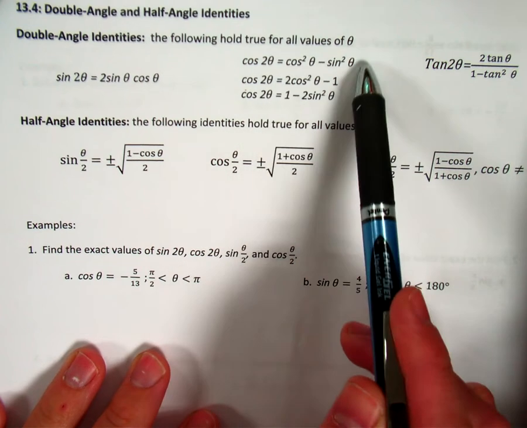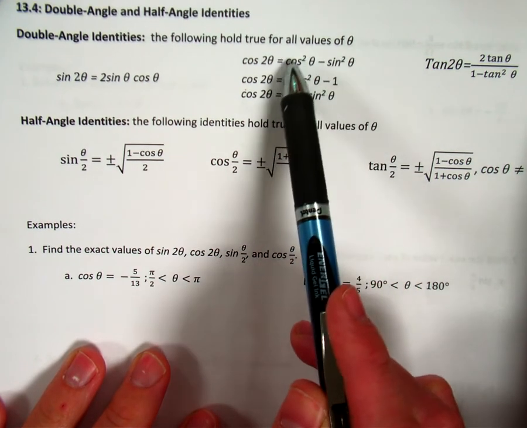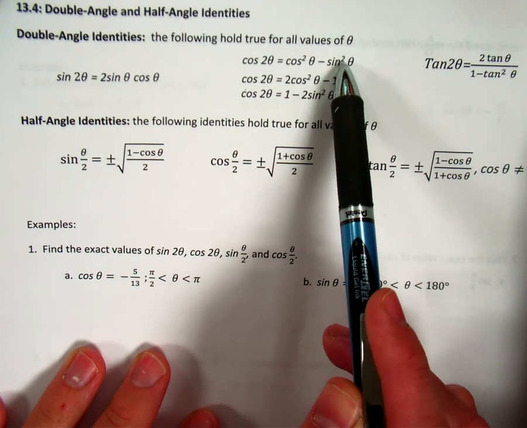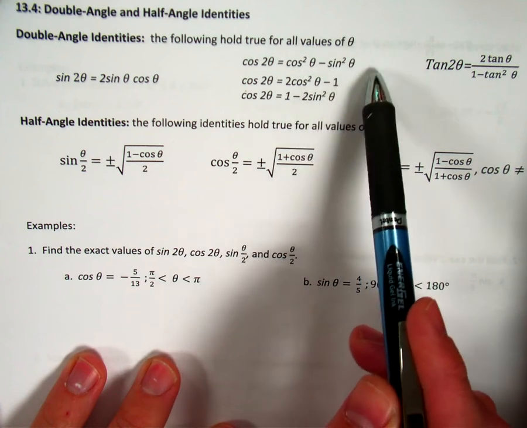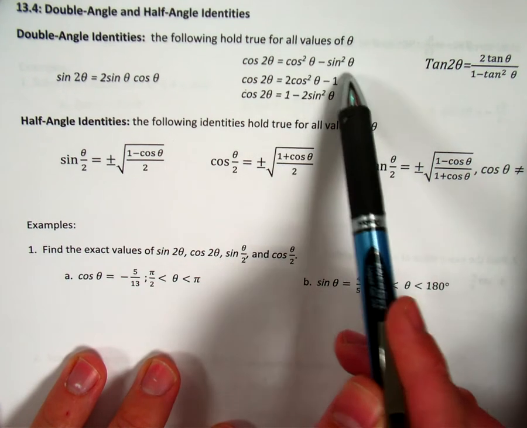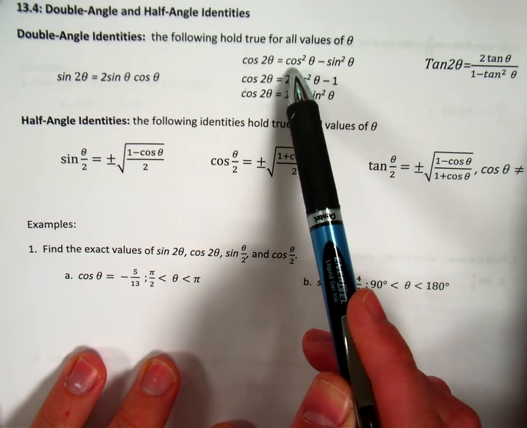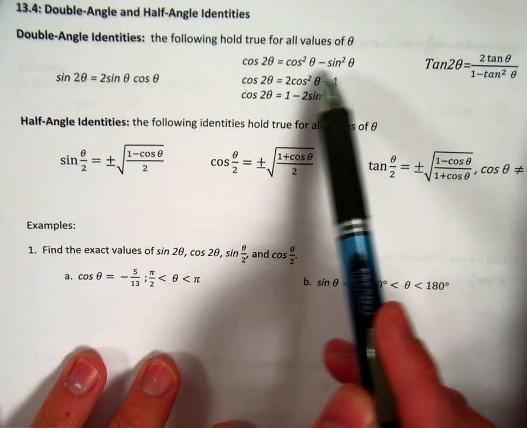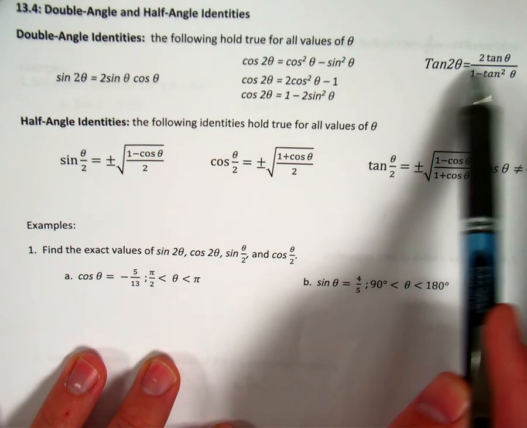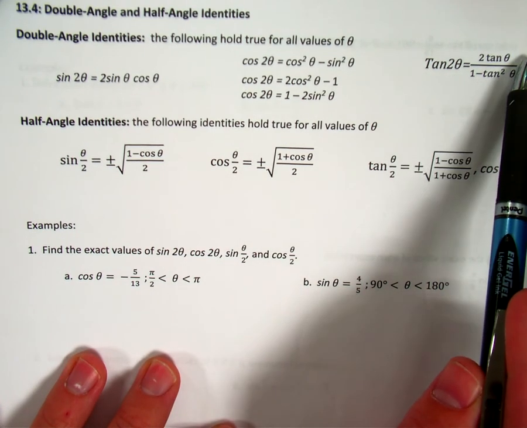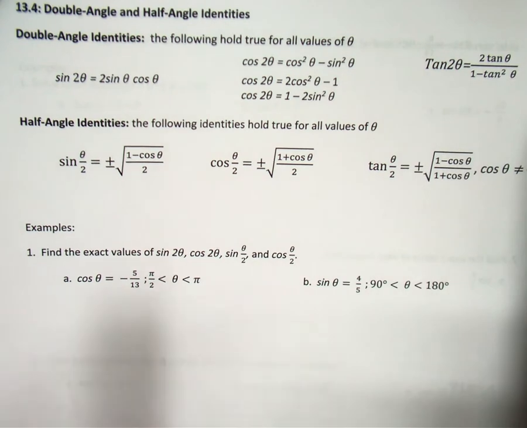So that's probably the main one here, but you might not always easily know what cosine and or sine are. You might only have one of them. And then these other two are found from substituting in your previous identities into cosine squared and sine squared. Tangent 2 theta is 2 times tangent of theta over 1 minus tan squared of theta.